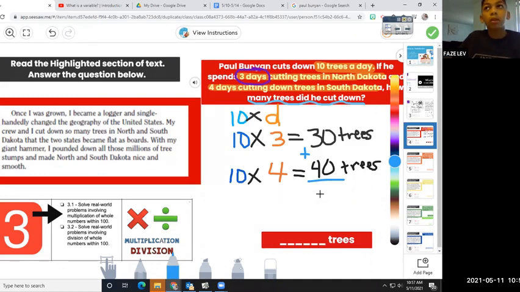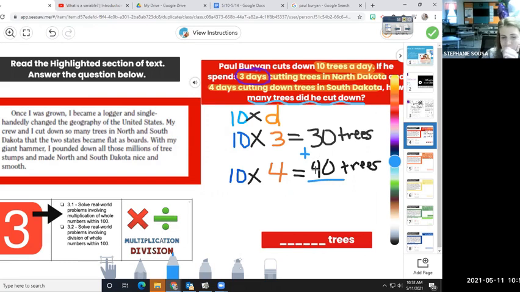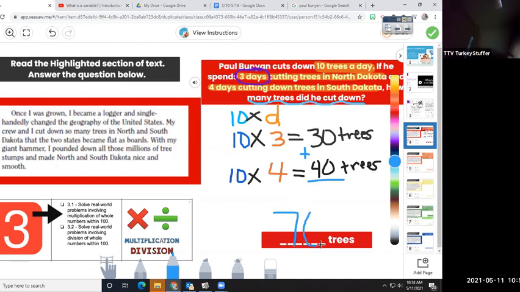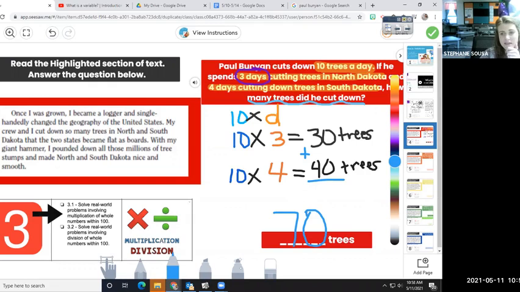Oh, yeah. That's 5 plus 4. 3 plus 4 would be? No, not 8. 7. Ding, ding, ding. Thank you for taking your time to find the correct answer, Levin. Excellent. 70 trees.